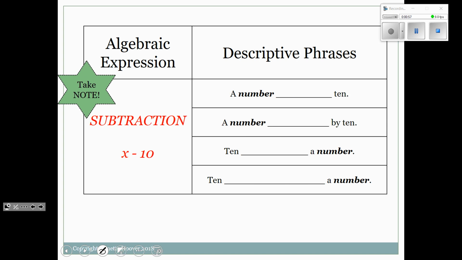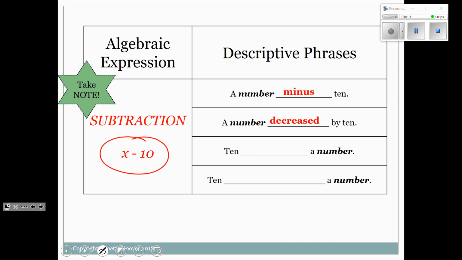Let's look at this one. This equation, there are different ways that we can read it. They would indicate to us that we are going to be subtracting. We could say a number minus 10. There's an obvious one. A number decreased by 10.